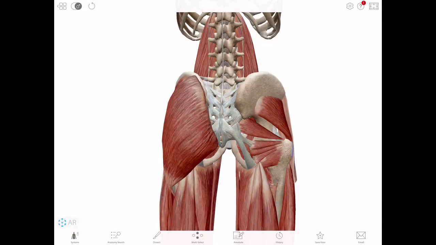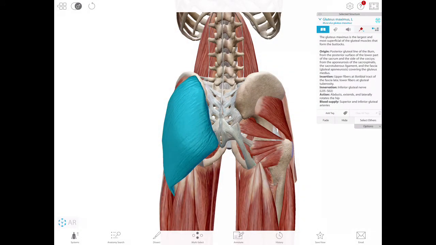Moving forward, I would like to point out this is the gluteus maximus, which originates on the posterior sacrum and ilium and inserts on the posterior femur distal to the greater trochanter and to the iliotibial band. So this helps with hip extension, hyperextension, and lateral rotation.